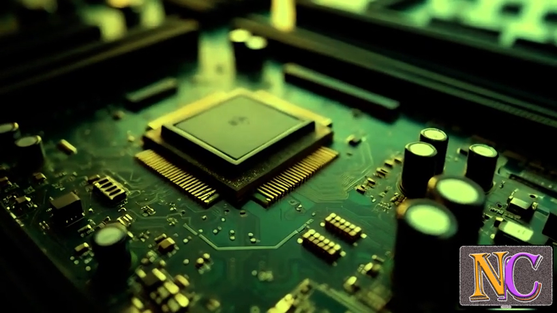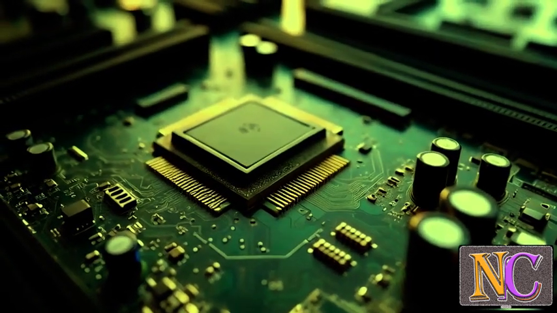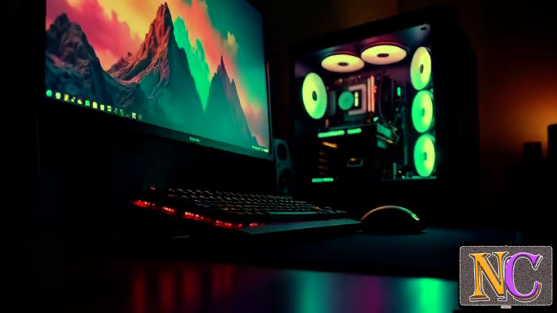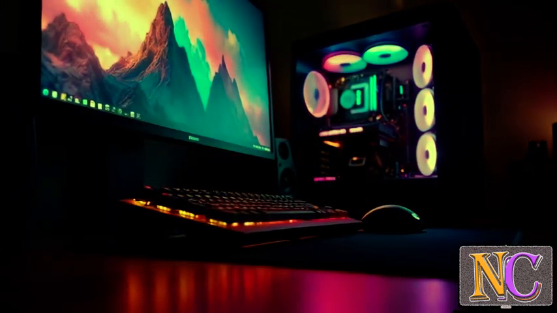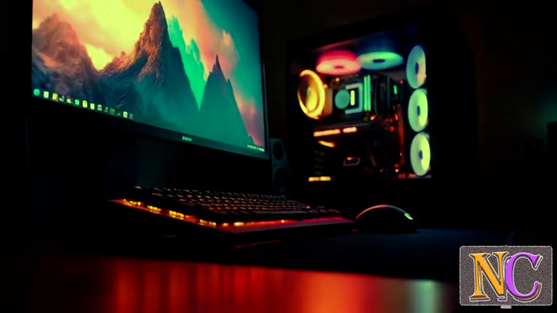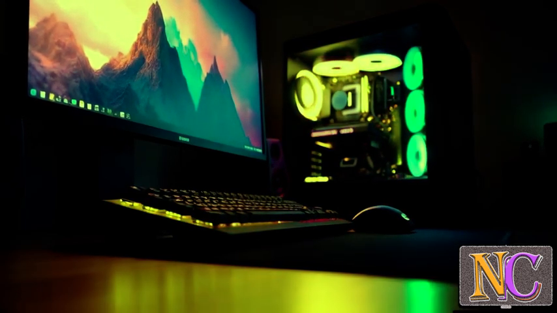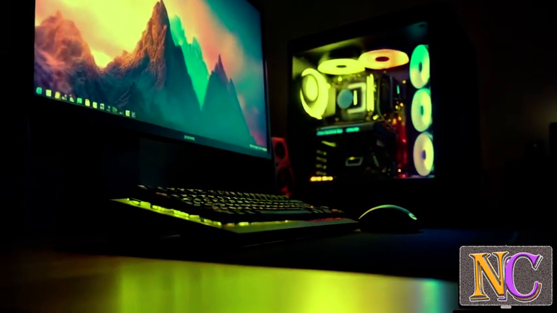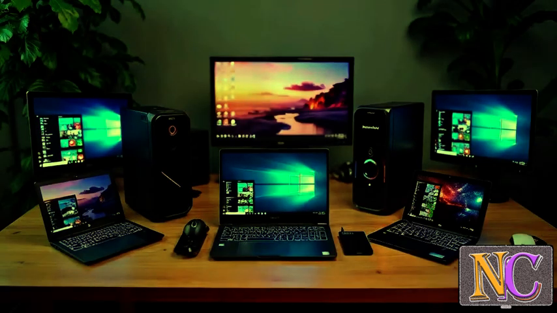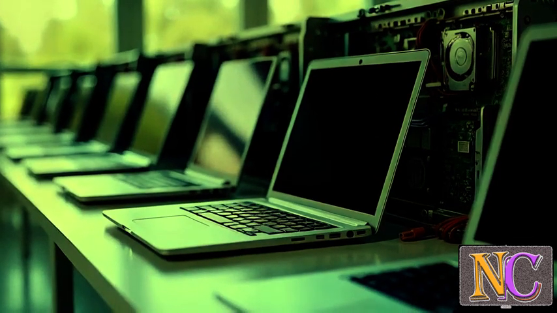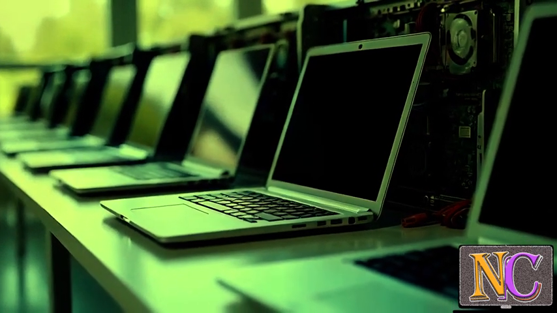What is computer hardware? Let's start by defining what we mean by computer hardware. Simply put, computer hardware refers to the physical components that make up a computer system. These are the parts you can touch and see, unlike software, which is the instructions and data the hardware processes.